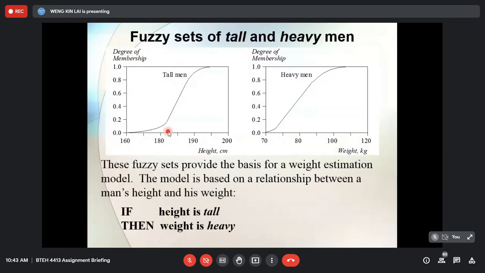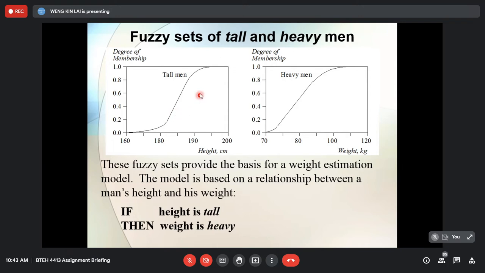So let's go back to our example of the tall and heavy man. This is a tall man and this is a heavy man. Because we're looking at heavy, it will be in terms of the weight, so your universe of discourse in this case will be the weight, compared to the tall man, whereby the universe of discourse will be in terms of height. So these fuzzy sets provide the basis for a weight estimation model. The model is based on the relationship between a man's height and his weight.